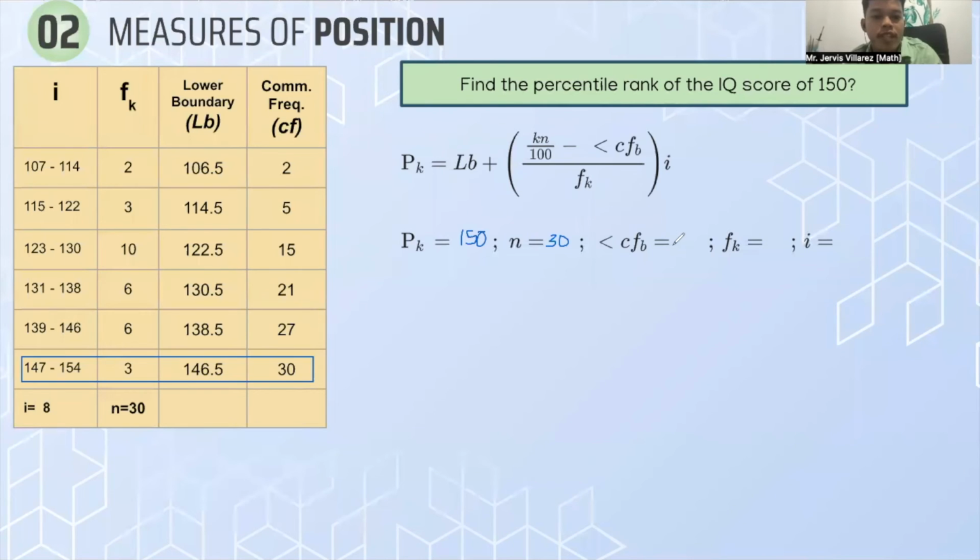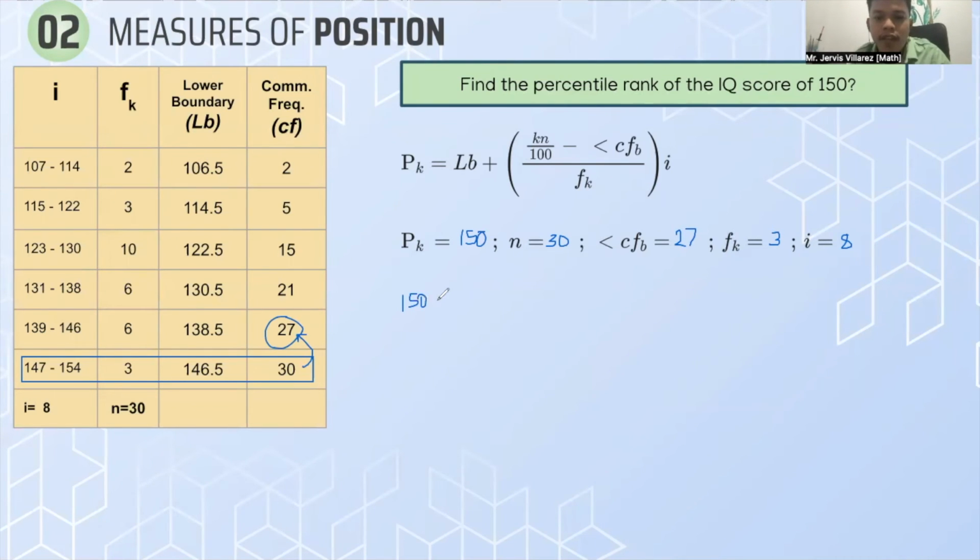Cumulative frequency before that class is 27. This is your cumulative frequency before. The FK, or the class frequency, is 3 and the interval is still 8. So to find the value of your percentile rank of IQ score of 150, you need this information. So you can stop this video and solve for the value of PK.